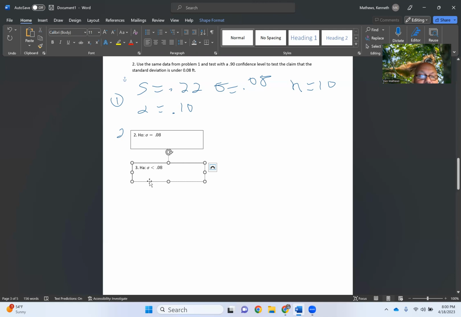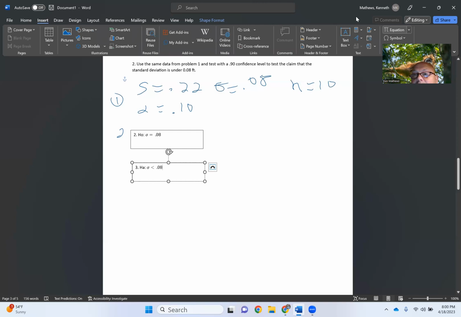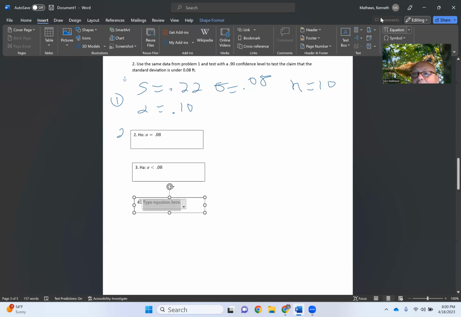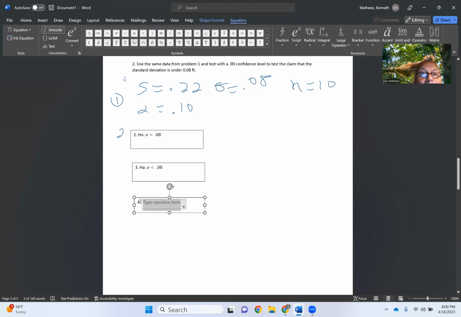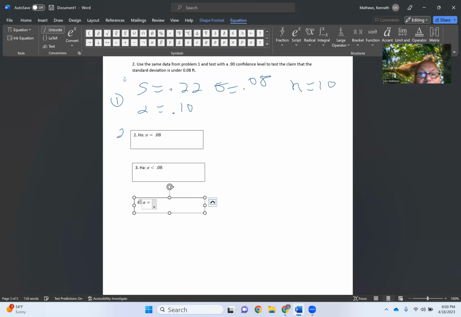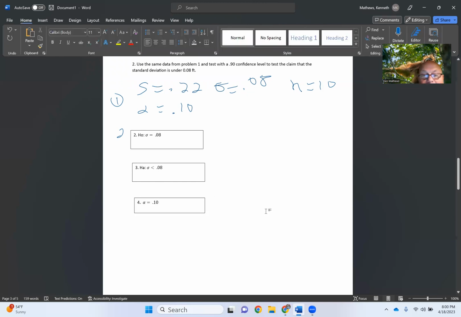All right. So now step 4, I'm going to insert a text box. Step 4, we have to set our alpha level. So let me insert that alpha letter. Where the heck is it? I gotta drop this down to find it. There it is. Alpha is equal to 0.10. Okay, so now we're ready to do steps 4, 5, and 6.